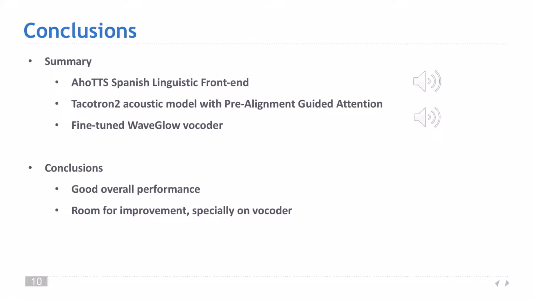So, to conclude, we achieved improvements, but there's still very large room for improvement, especially on the vocoder, where we think that the naturalness of the model could have benefited from more data, and even from being trained on the GTAs extracted from the acoustic model.